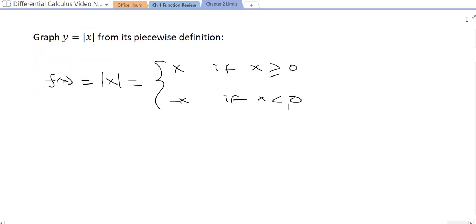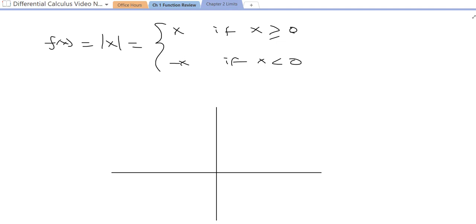So when we graph it, that means we will graph x first. So the line y equals x when x is greater than or equal to 0. I would graph that starting at 0, 0, and graph y equals x. So this gives us this line. And then when x is less than 0, we graph y equals negative x. What does that line look like? That is the line with slope negative 1. And so that's how we get the V.